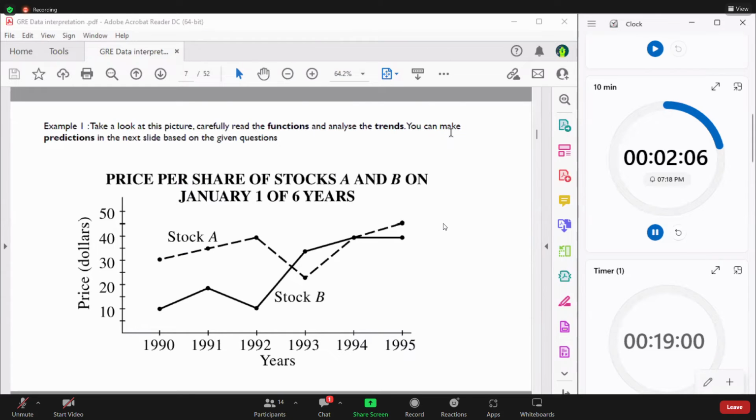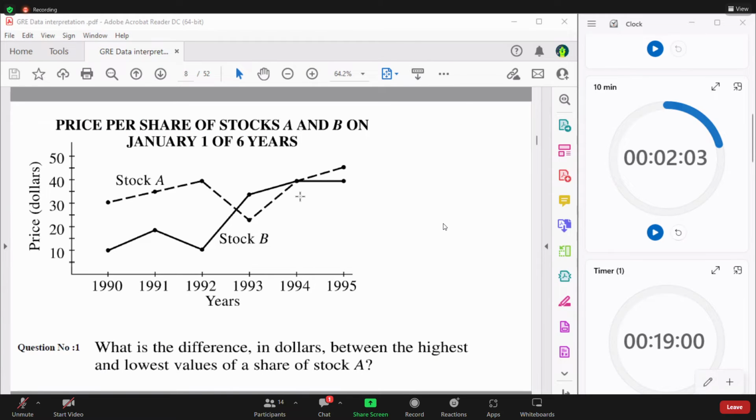Okay, I think this is more than enough time. 8 minutes for 6 questions is more than enough. Let's see. For the first question, what is the difference in dollars between the highest and the lowest values of share of stock A? So stock A, lowest value here, highest value here. This is approximately $20. This is approximately $45. So $25.